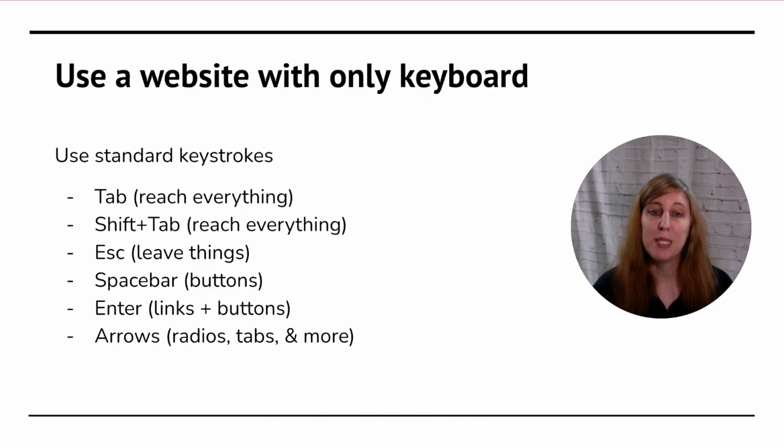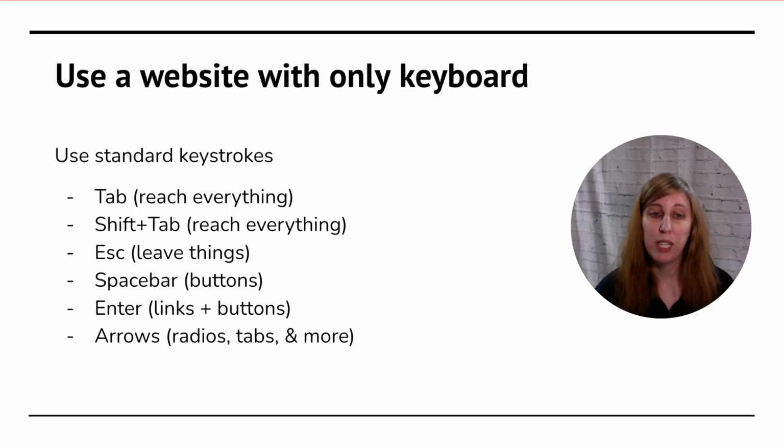The next one is Spacebar. Spacebar activates buttons. Buttons are different from links. Enter activates both buttons and links. The difference between the two: a button performs an action, a link goes to a location. For example, a button would open a submenu, open a modal, or submit a form. A link goes to a location.